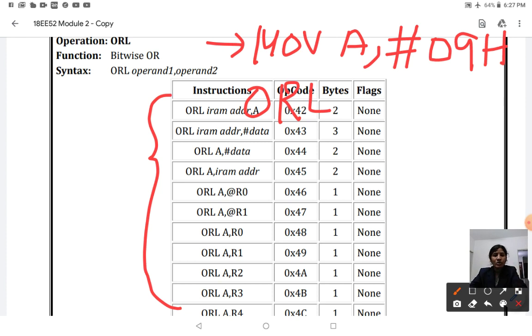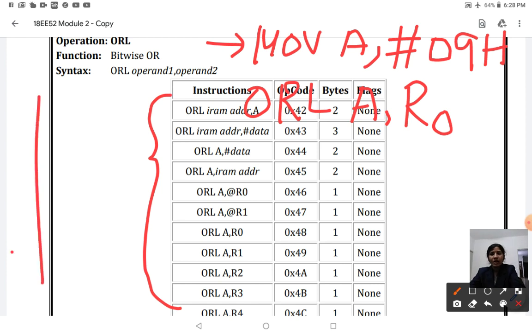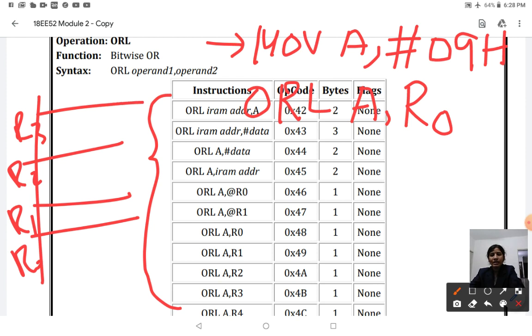Between two operands, operand 1 has to be in the accumulator and the other operand, if you are using register addressing mode, could be R0. Now consider you have four banks of registers, that is bank 0, bank 1, bank 2, bank 3. In these you are having R0, R1, R2, R3, and it goes on. Inside this R0, consider the data I am having is 1F. Therefore, the operand 1 data is going to be 09, and the data inside R0 is 1F.